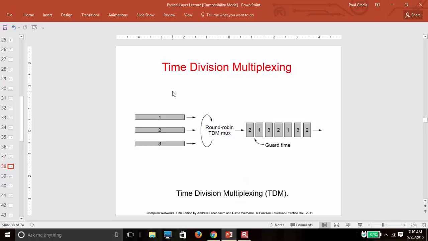Then you have time division multiplexing. Kind of works the same thing. We've already talked about this a little bit in our link layer discussion. So basically, you divide up the users and give them time so they have the entire bandwidth available to them, but just for some time slot. And just like you have a guard band, you have guard times as well.